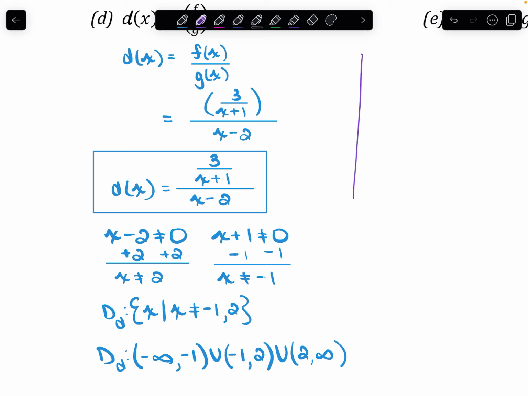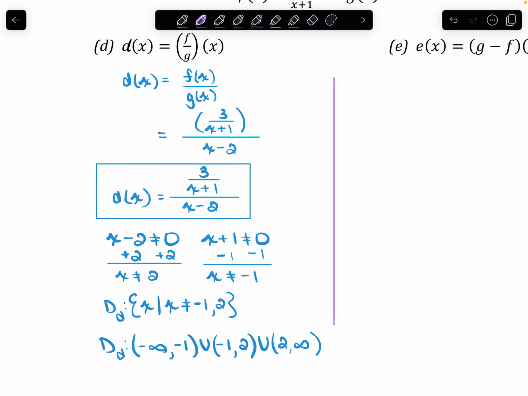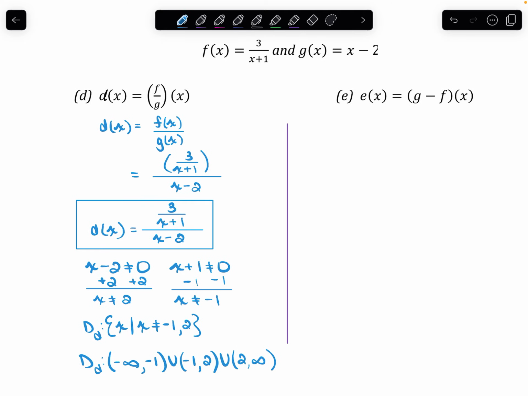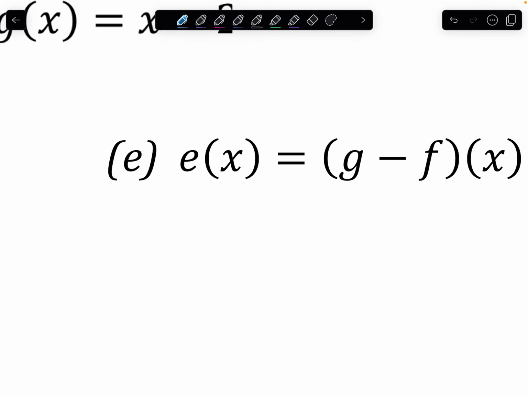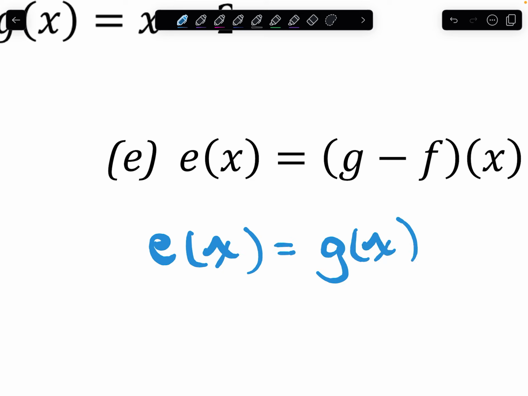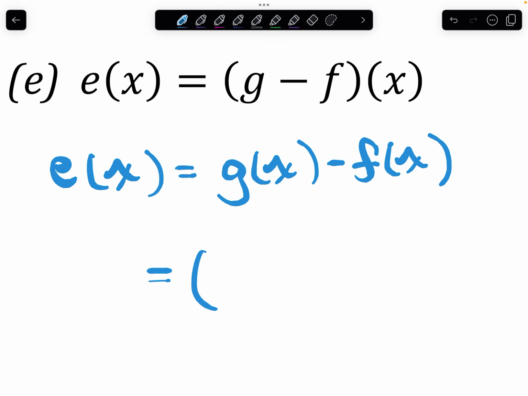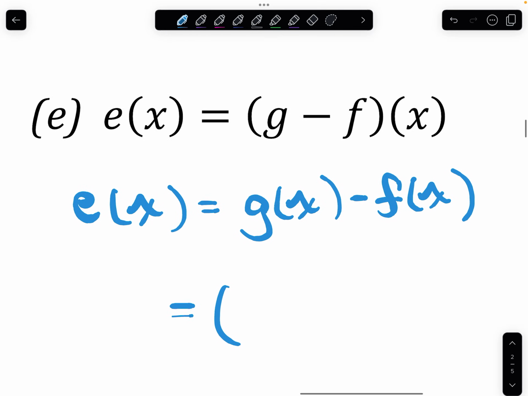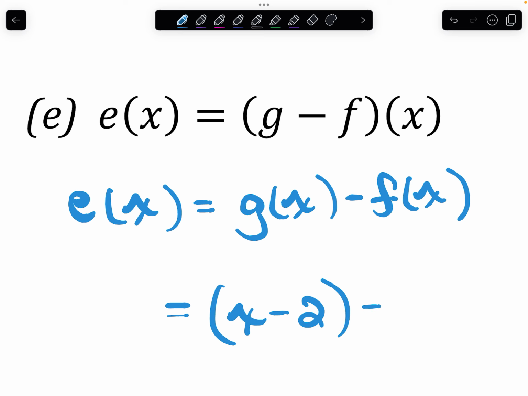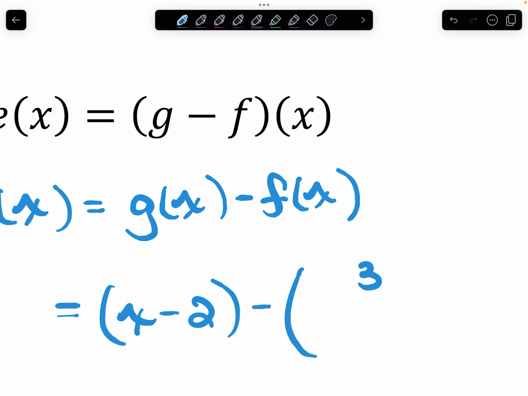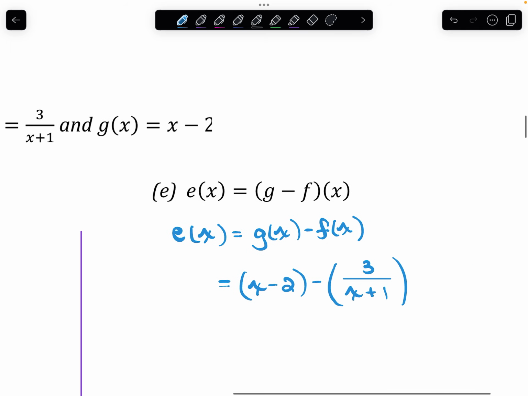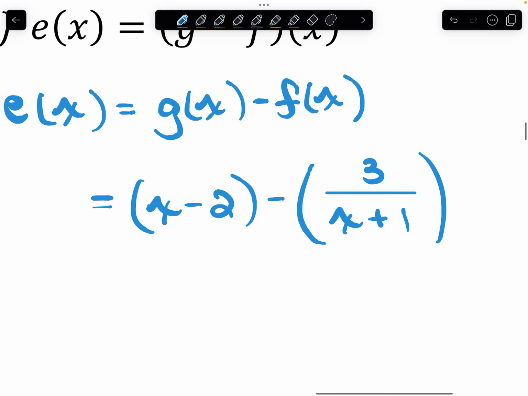All right, E is G minus F. So the function E of X is G of X minus F of X. So again, use your parentheses. G is, I think, X minus 2. Yay, I finally memorized it on the last one. X minus 2 minus, I'm going to open another set of parentheses, 3 over our f, x, I think it was plus 1. Whoops. Plus 1? Yes, plus 1. Okay.